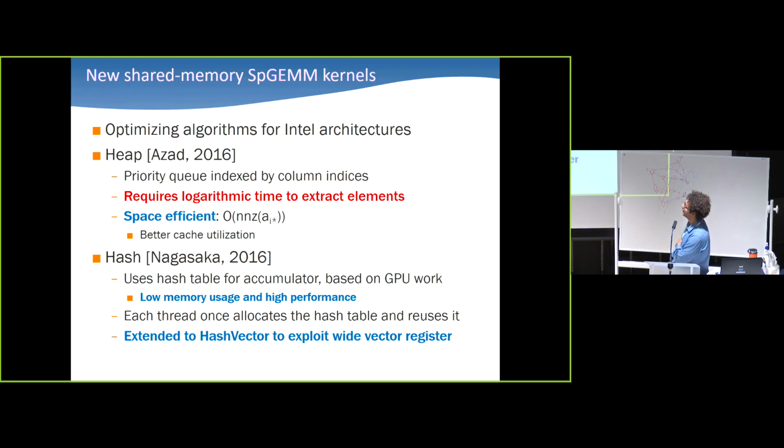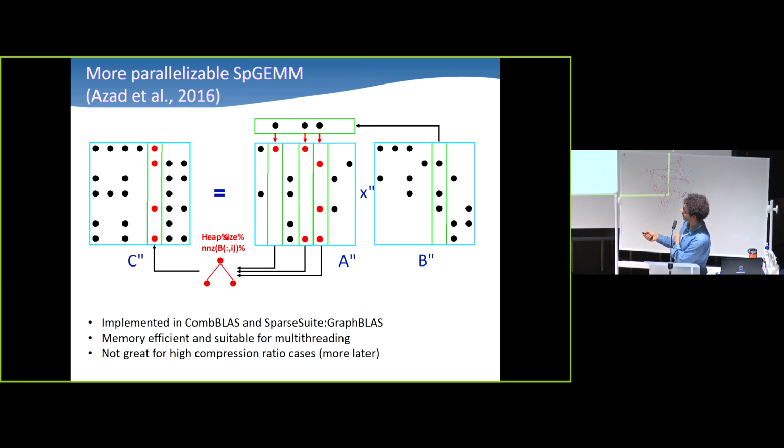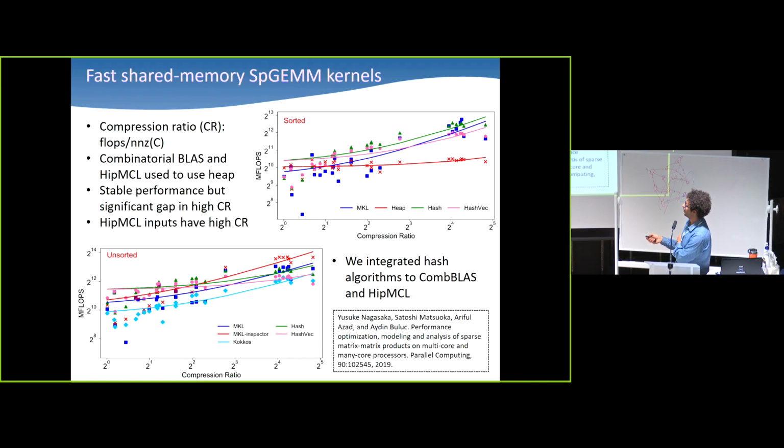So I had an intern from Japan, Yusuke Nagasaka, and he had an algorithm for GPUs for doing this operation, the merging phase. So we wanted to use that and see if it can be a better accumulator. So instead of a heap, instead of a dense vector, we're going to use a small hash table. Can we do that? And will it work? It turns out it works beautifully.